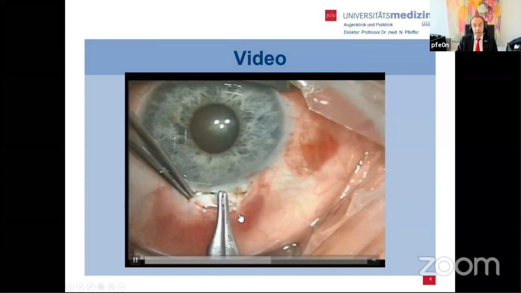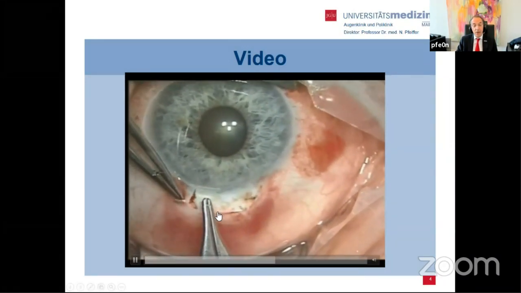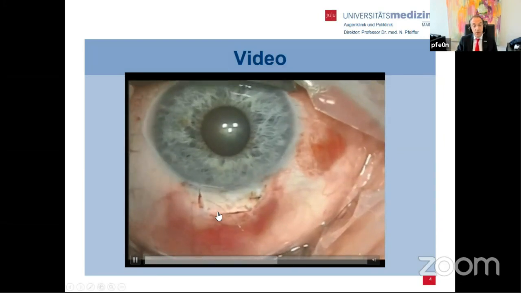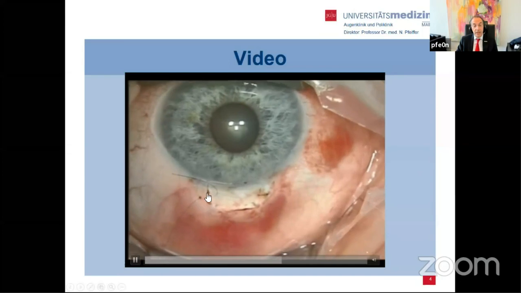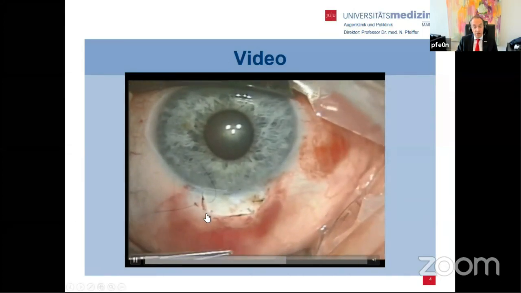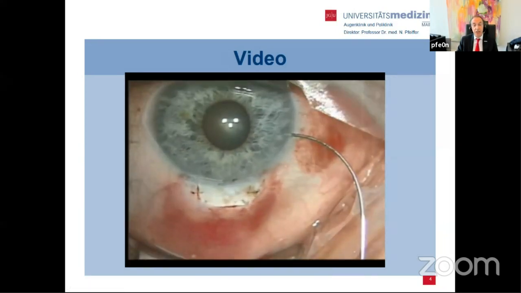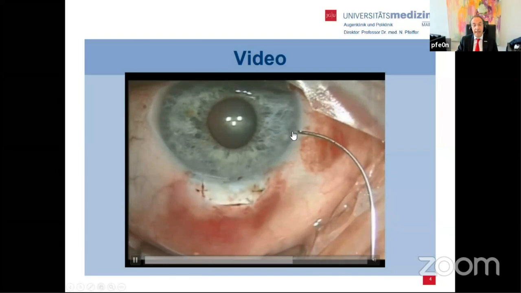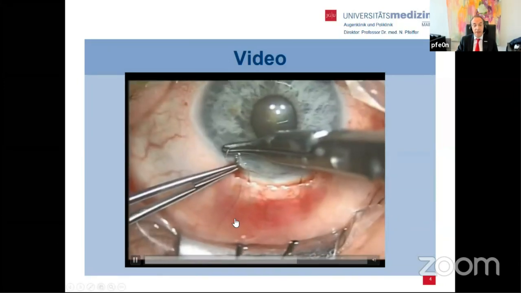Then the second knot is placed here, a third here, and usually a fourth one here. Those I do superficially, so I don't bury the knot because I want to be a little bit more watertight anteriorly, and I want to be a little bit more open posteriorly. Now, I always check whether fistulation is actually as it should be. So I've done a stab incision and I'm looking for aqueous humor to come out here, which is the case.